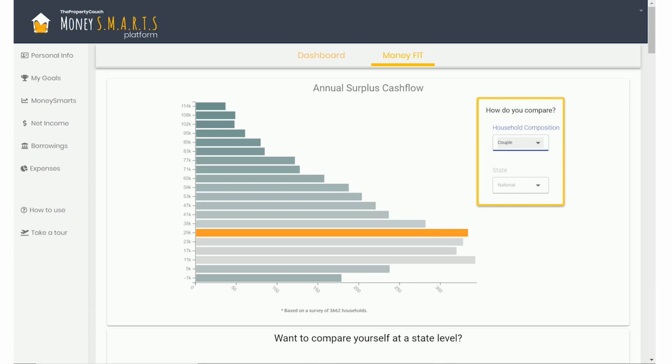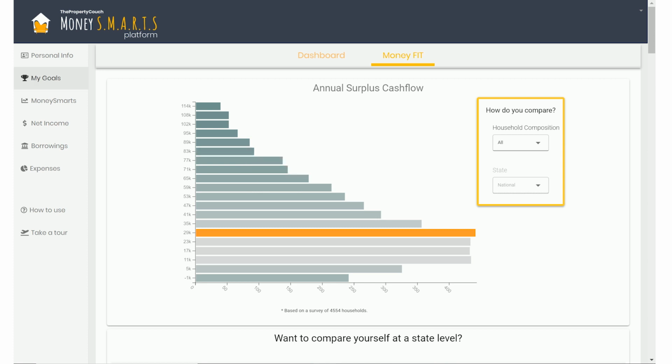There's 3,662 households by couple, and this is where I sit. So there's obviously some couples that are doing very well in trapping their surplus. So you can set that. Now you can also see here that I also have a state opportunity, but it's not working. And the reason why it's not working is because, remember, when you set up the Money Smarts, we don't want to know who you are. So we're very careful in terms of keeping your anonymity.